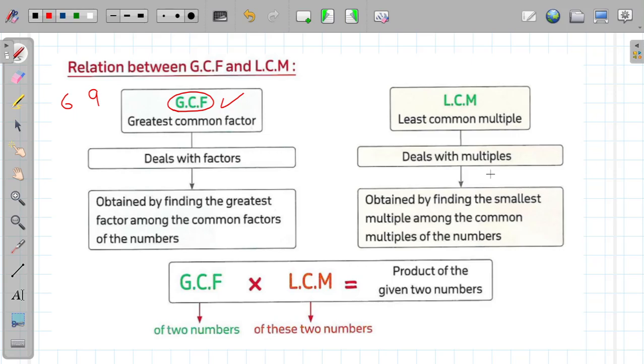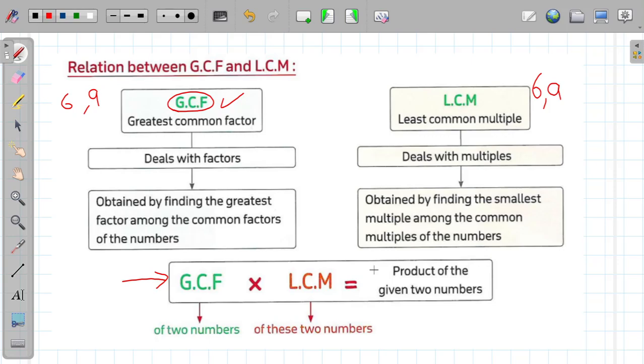But in the least common multiple, we deal with multiples. So it is obtained by finding the smallest multiple among the common multiples of the numbers. So if I have 6 and 9, I will search for the multiples of 6 and the multiples of 9, and after that I will find the common multiples of the numbers, and after that I will find the smallest multiple among the common multiples. And here's a very important point.